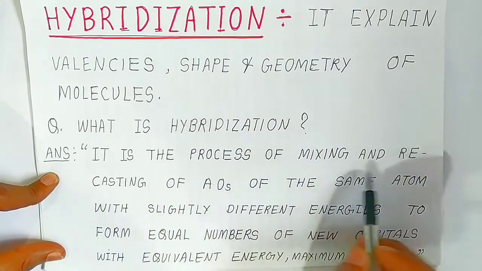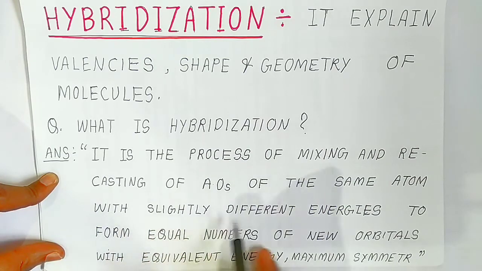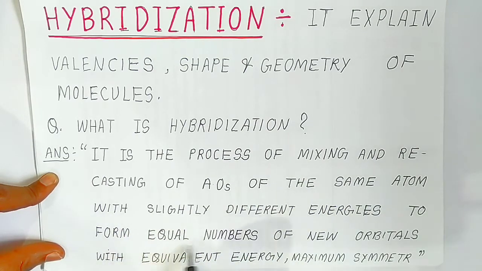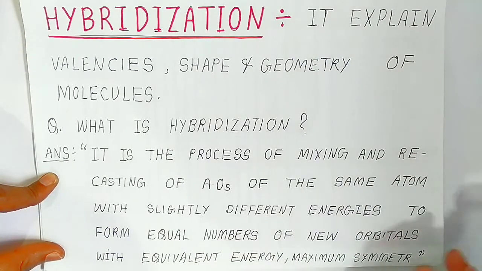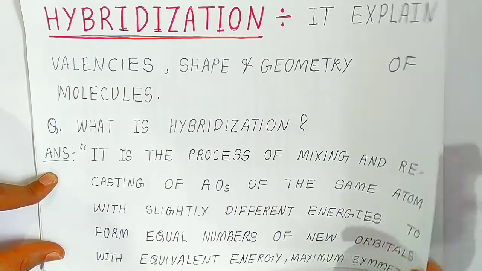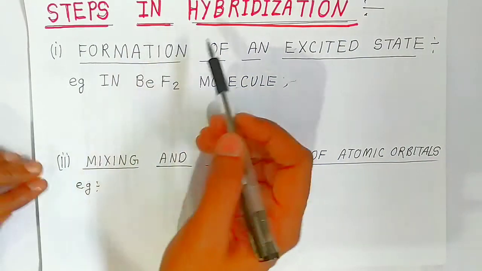It is the process of mixing and recasting of atomic orbitals of the same atom with slightly different energies to form an equal number of new orbitals with equivalent energy and maximum symmetry. So this is the possible definition of hybridization, students. These are very important. First we are going to see the steps involved in hybridization.